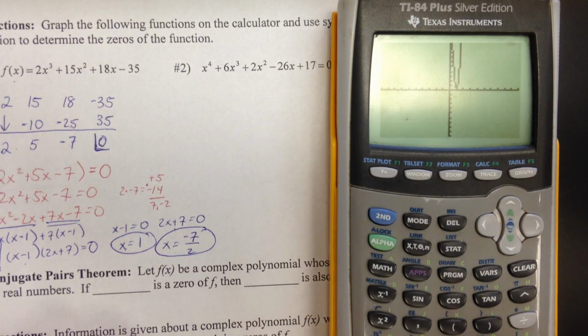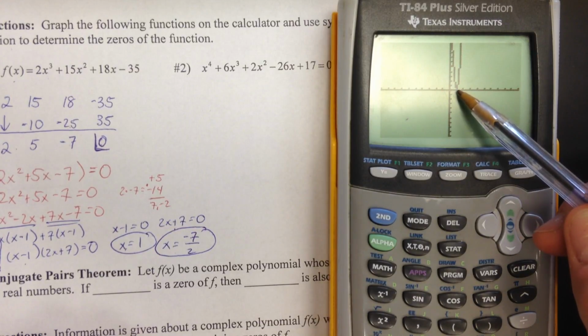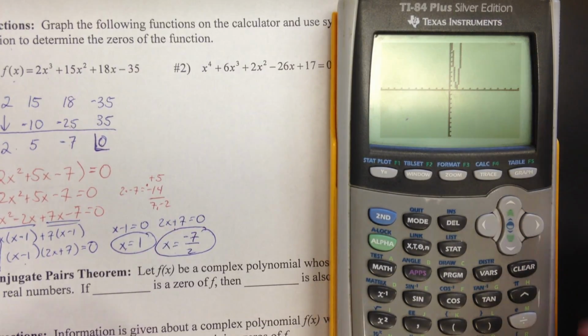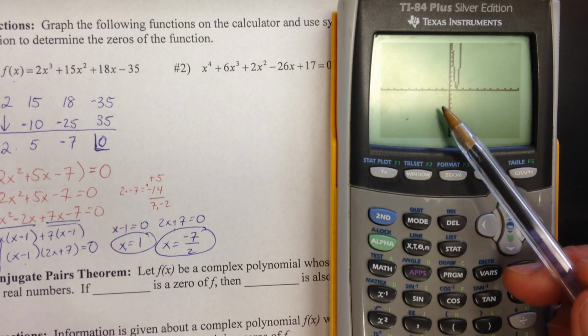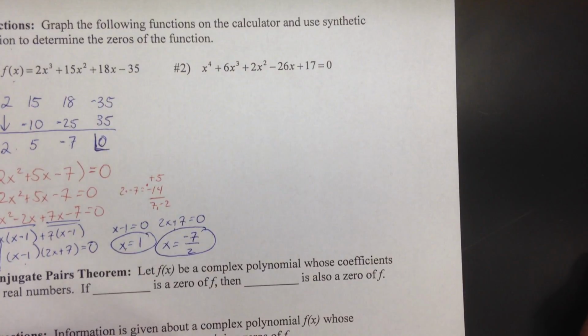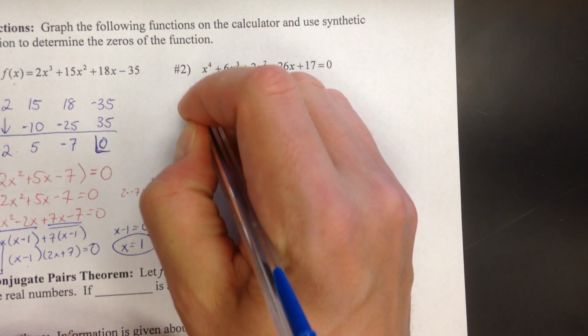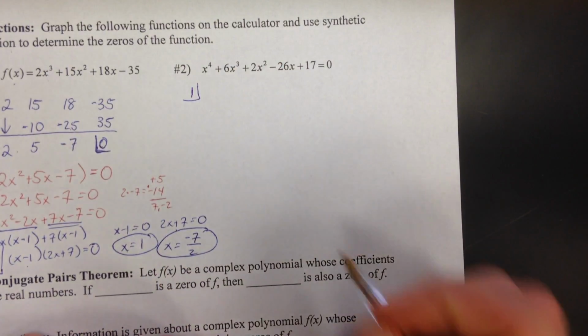Now the other thing about this though is since it looks like it bounces off, that is a double 0. So what that means is that 1 is a solution twice in this equation. Now here's how I'm going to do that. I'm going to use 1 to break this down.